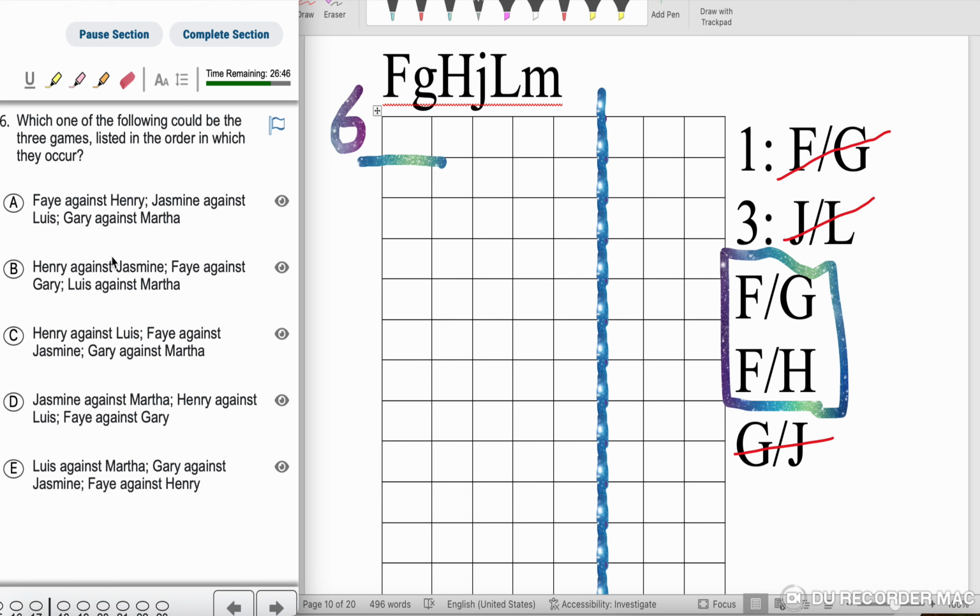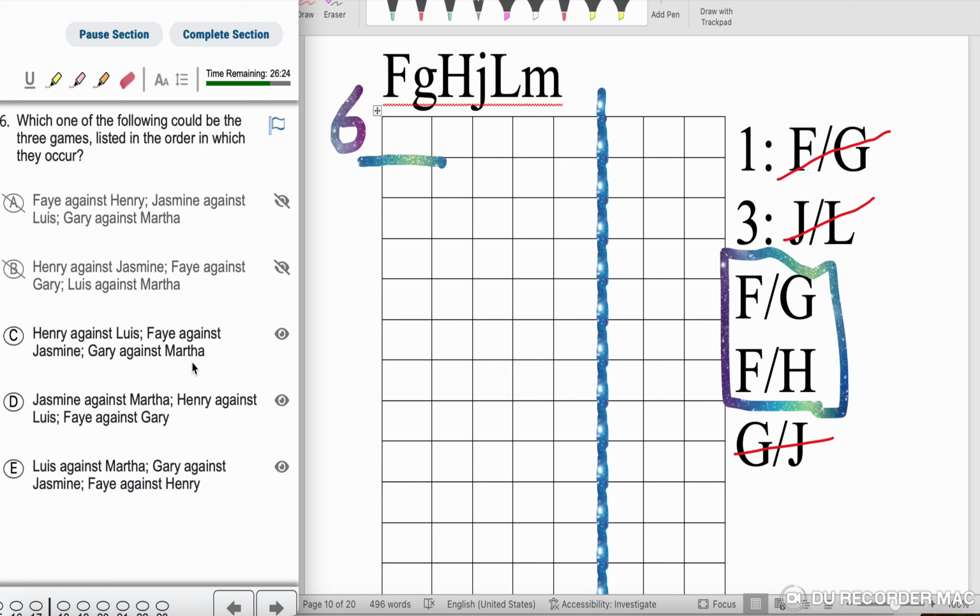So for the first game, neither F nor G is allowed to play. So let's look for F and G and take them out of the first game. For choice A, I want to take off F because it was in the first game. Now I'm looking for J and L in the third game. I see L in B, I'm going to remove it. Now I'm looking for the rest of them. All the rest of them meet the condition.